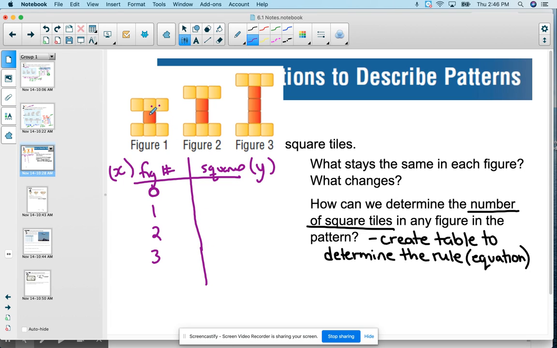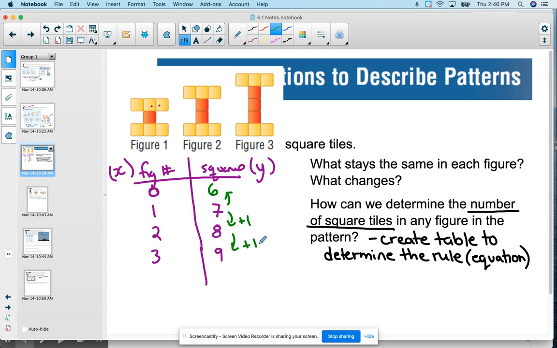Let's count. 1, 2, 3, 4, 5, 6, 7. Figure 1, I have 7 squares. In figure 2, I have 8 squares. In figure 3, I have 9 squares. And in figure 0, once I figured my pattern out, I'm going up by 1s. So to go back to figure 0, this would be 6.